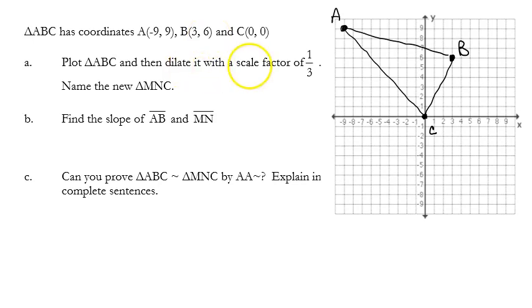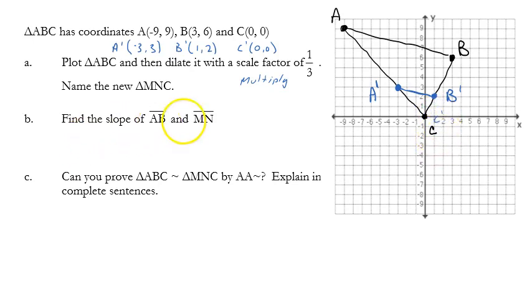Now it's asking us to dilate with a scale factor of 1/3. That means I am going to multiply 1/3 times every coordinate. That will get me an A prime at -3, 3, multiply them by 1/3, a B prime at 1, 2, and my C prime stays at 0, 0. So I plot that and graph anything that's new. I don't have to plot C prime. If I want to just leave this point here and put C prime on here, that's fine, either way.